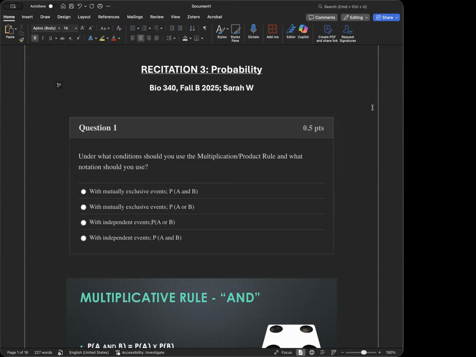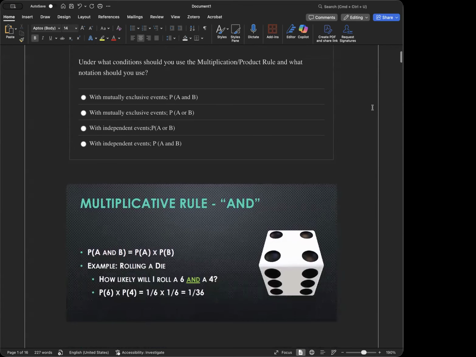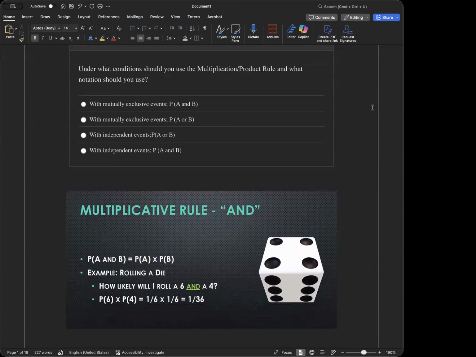Okay, Recitation 3, Probability and Genetics. For question 1, under what conditions would you use the multiplicative rule or the product rule, and what notation would you use? So the multiplicative rule is when you have phrases like "and." So what is the probability of rolling a 2 and a 6? How likely will I roll a 6 and a 4?